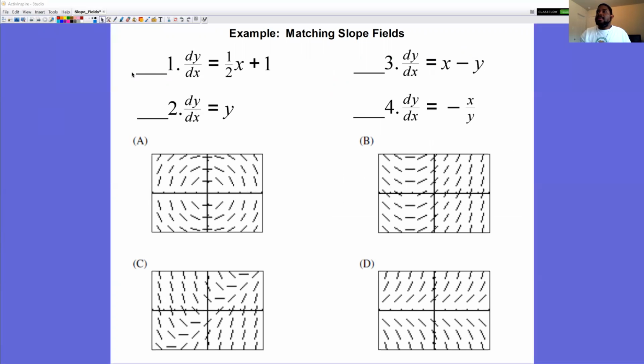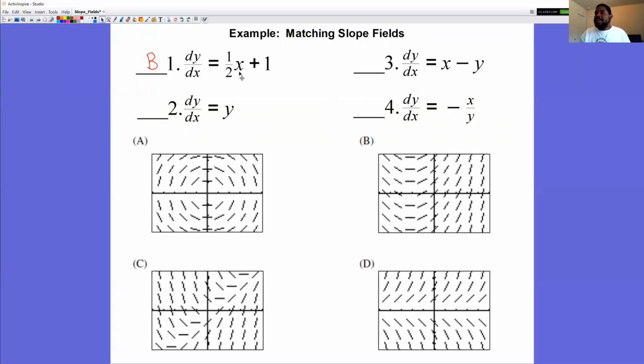So for the first differential equation, dy/dx equals 1/2 x plus 1, can you pick out which one of these slope fields matches this differential equation? If you were able to find it, that would be slope field B. And how are we able to figure out which slope field is which?